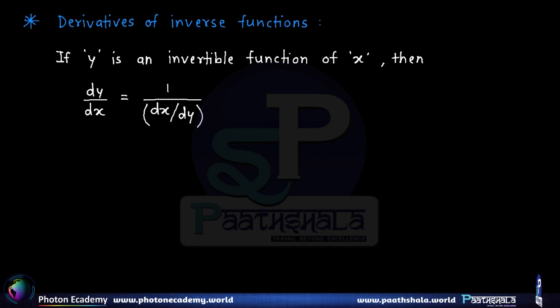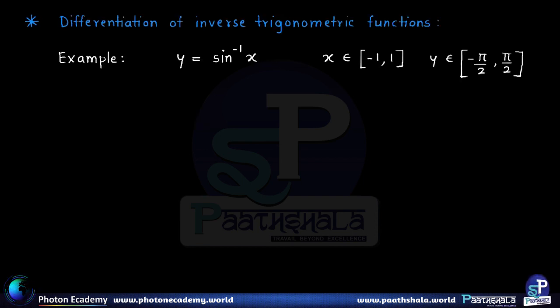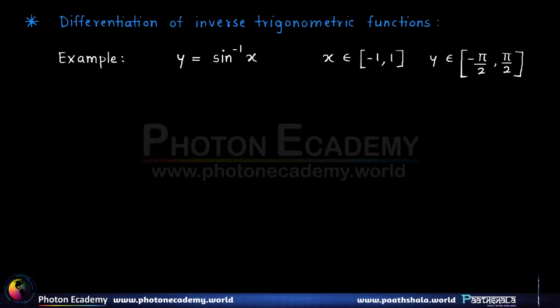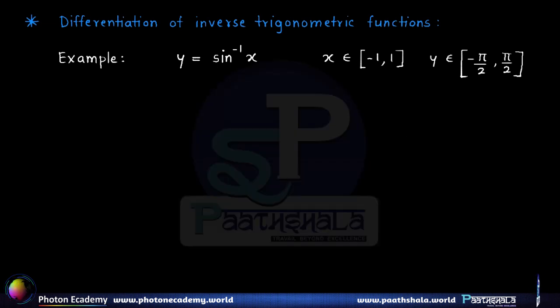Alright. Now as a special case, let us take the category of inverse trigonometric functions and let us see how we can find out the derivative of that. So here I have taken the example of sine inverse x, and we know that x must belong to the closed interval -1 to 1 and y, which is nothing but the range or what we call the principal value branch of sine inverse, is the closed interval from -π/2 to π/2.